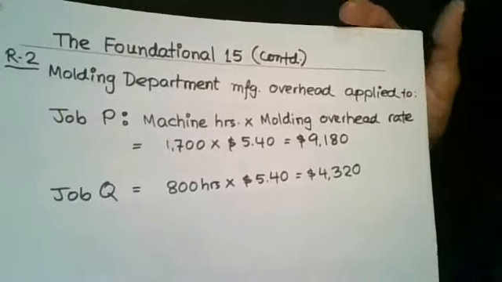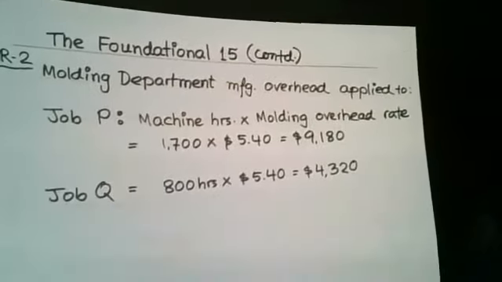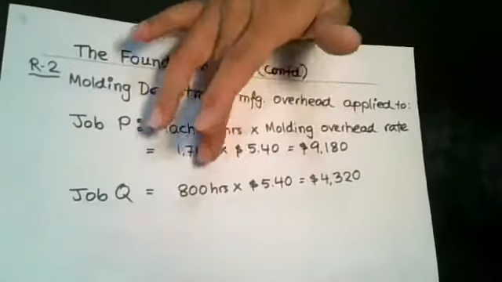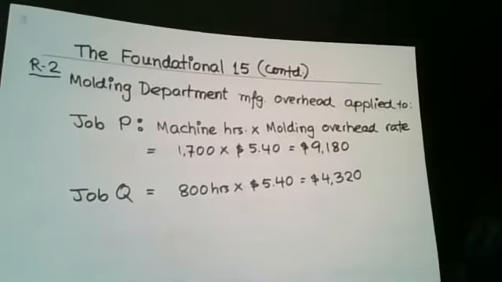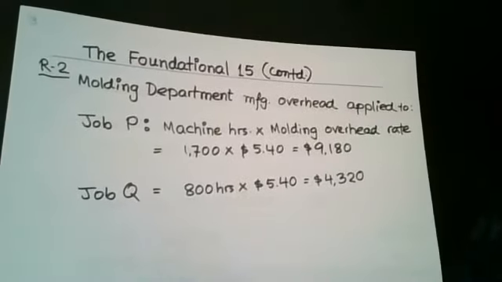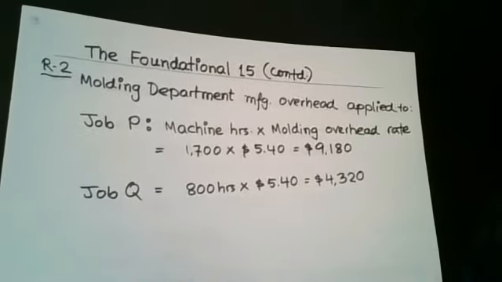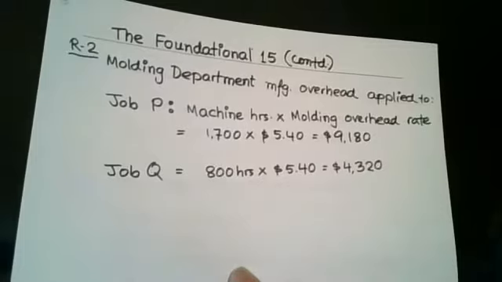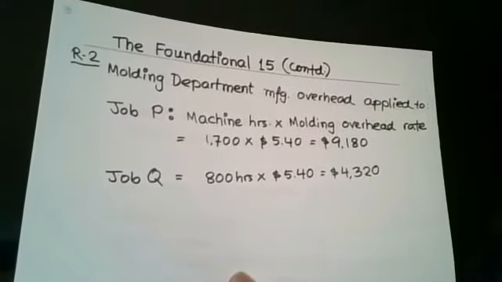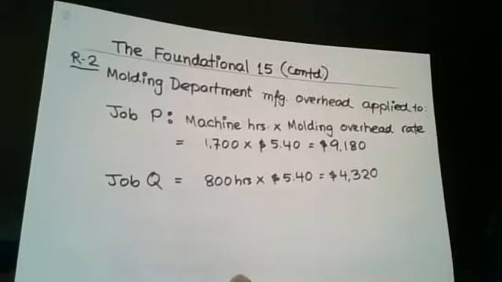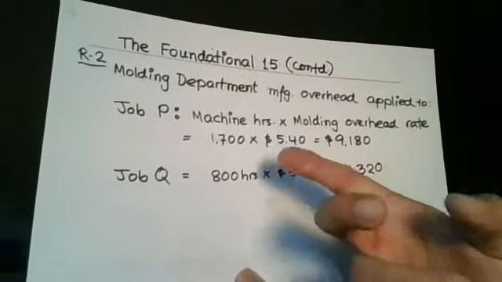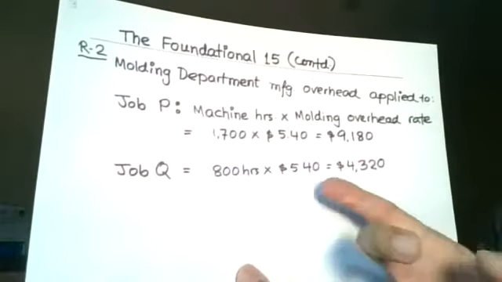So 1,700 times $5.40 goes to job P, and $5.40 times 800 goes to job Q. Simple. So please keep an eye on the question. The question says molding department manufacturing overhead. So focus on molding alone. Molding department's rate was $5.40. But molding department contributed to both the jobs, both P and Q, at the rate of $5.40 an hour. So $5.40 times 1,700, that goes to P, and $5.40 times 800 goes to Q.